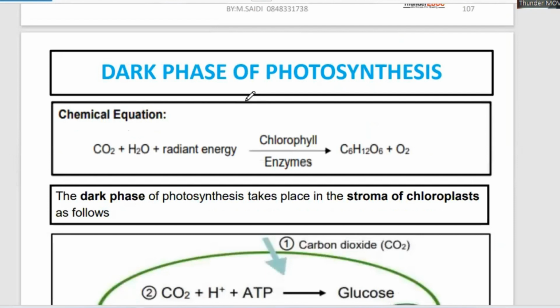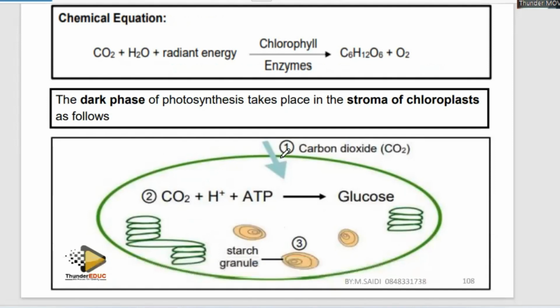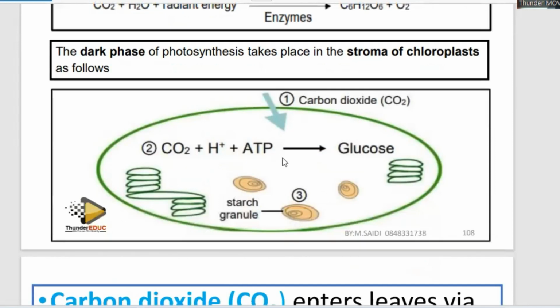Then the last phase is what you call the dark phase. So that was the light phase. What we have seen is that the inorganic phosphate combined with ADP to form ATP, and ATP will enter the dark phase. The energized hydrogen will also combine with NADP to form NADPH, and they also enter the dark phase. So this is what is happening. The carbon dioxide now will enter. The dark phase takes place inside the stroma, as I explained.